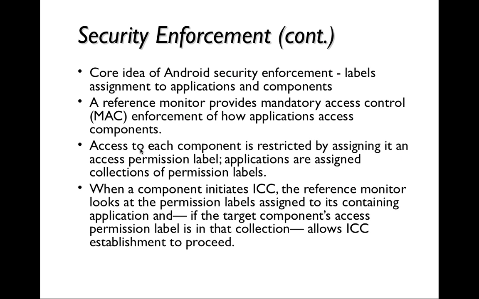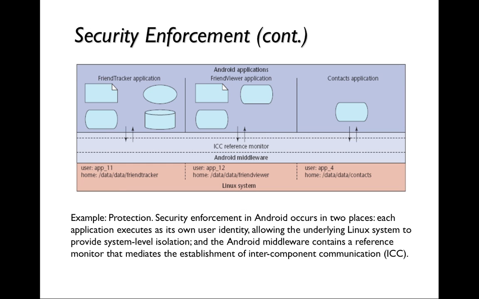Core idea of Android security enforcement: labels assigned to applications and components. So you assign applications and components. Through the manifest, you say that this application has this activity and this activity. Okay, so now you can run this activity and that activity. The reference monitor provides the mandatory access control, called MAC, which, don't confuse with network access, the MAC address. It's a different acronym. Mandatory access control is the enforcement of how applications access. You can't work around this. You have to use this actually. There's no way of getting around this.